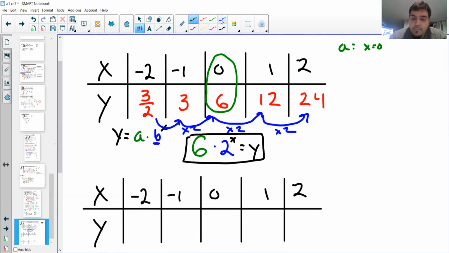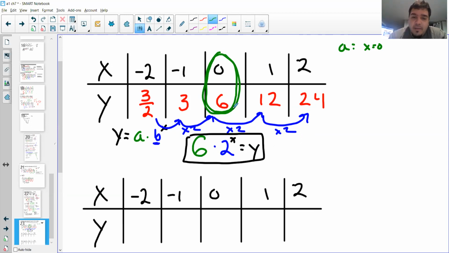Wait, what do you mean by 6 times 2 equals y? That is your equation. So the question would be, I give you the table, you get me the equation. Usually I give you the equation and you make the table. This is the reverse. Why 6 though? 6, because that's where x equals 0. So x equals 0 is here. So that causes it to be 6. And 6 is the y value where x equals 0. So it's going to be that, 6.